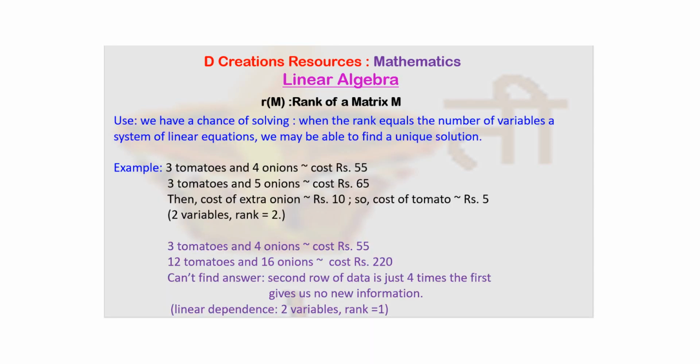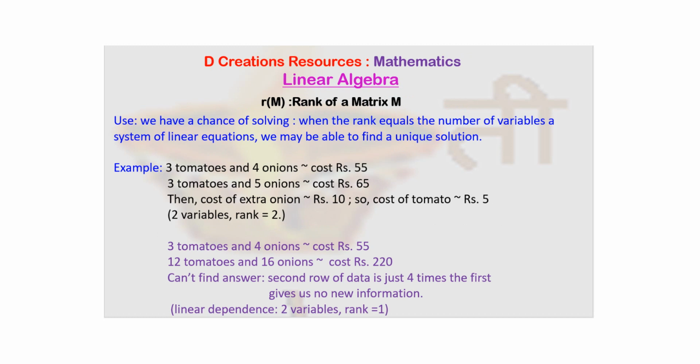Now, to elucidate this more, let us take an example about dependence and independence. Typically I can just write an equation, or I can give a real life example. So let us take a real life example. Say 3 tomatoes and 4 onions together cost rupees 55. This could be written as 3t plus 4o or 3x plus 4y is equal to 55. Then the situation is 3 tomatoes and 5 onions cost rupees 65, so 3x plus 5y is equal to 65. So two equations: 3x plus 4y is equal to 55, 3x plus 5y is equal to 65.